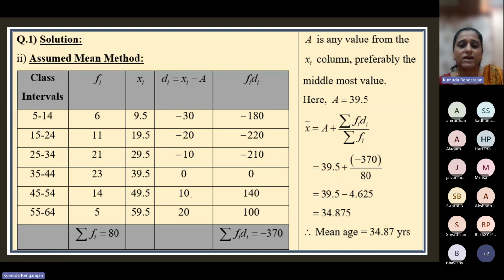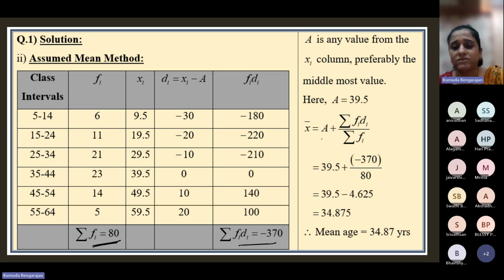After generating the di values, fi di. Be very careful. Multiply the fi value with the corresponding di value. Generate that column. And now find the total of the fi di column and the total of the fi column, and use the values in the formula.